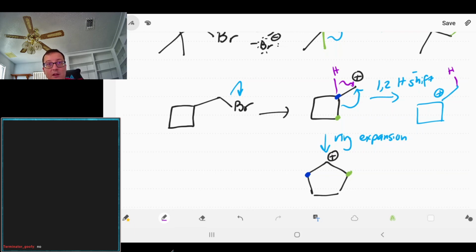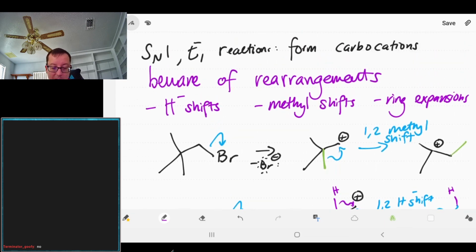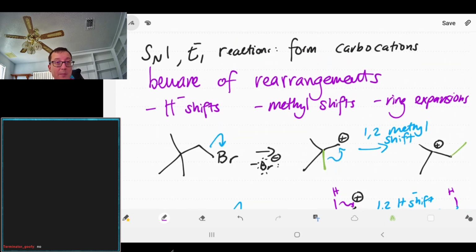With the first one, we ended up just doing a hydride shift. We've moved the carbocation to a tertiary position. Both of these are going to happen. And that's the problem with carbocations, right? Is you're going to end up with a mixture of products as a result. So all of these rearrangements can happen, so don't forget about them when you're doing these sorts of reactions.